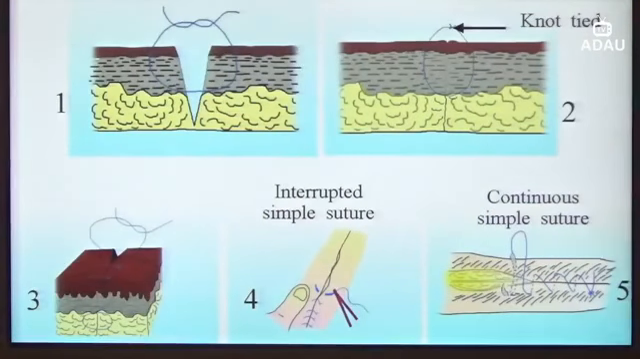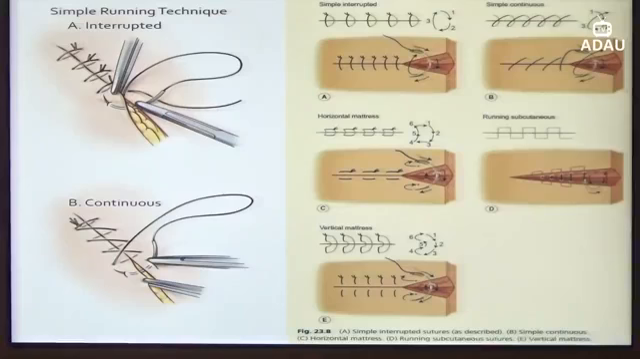Here we can see the knot tied, how we should apply the knot. The second and the first pictures are correct. And the fourth picture, interrupted simple suture, how we should apply it. And the fifth, continuous simple suture. Simple running technique, interrupted, continuous.